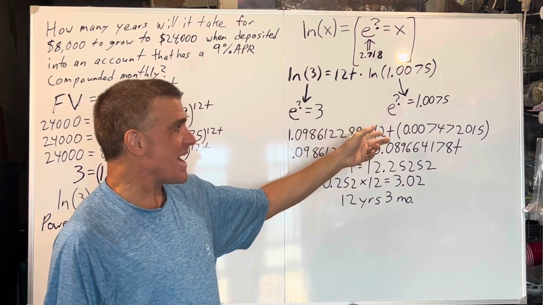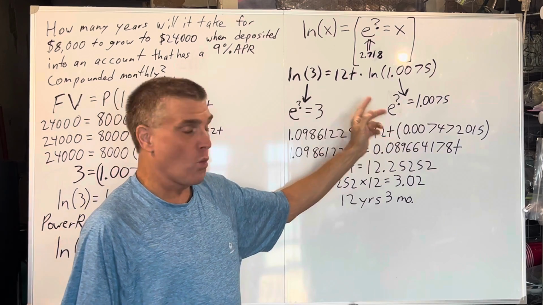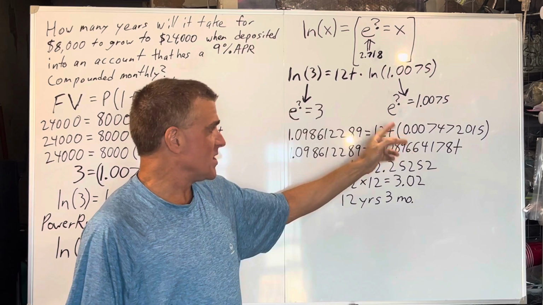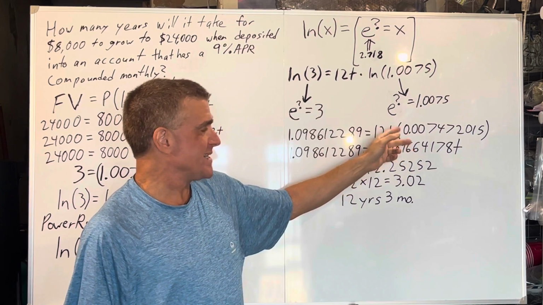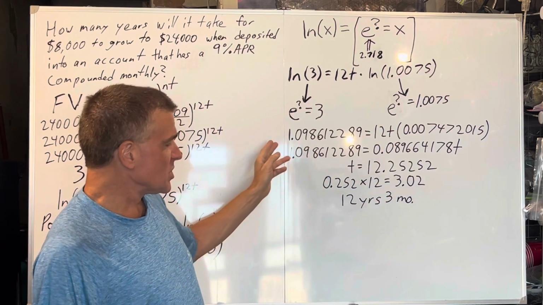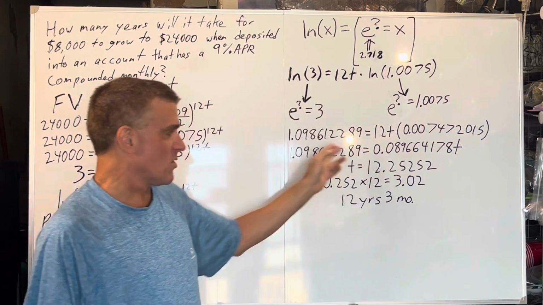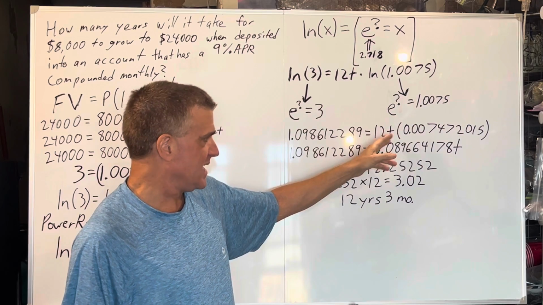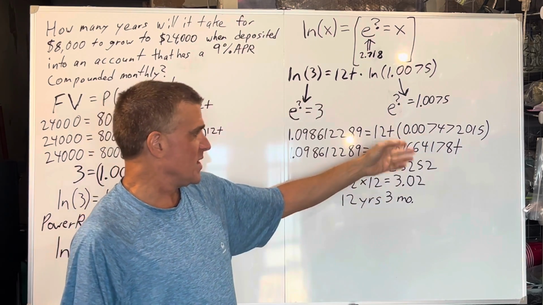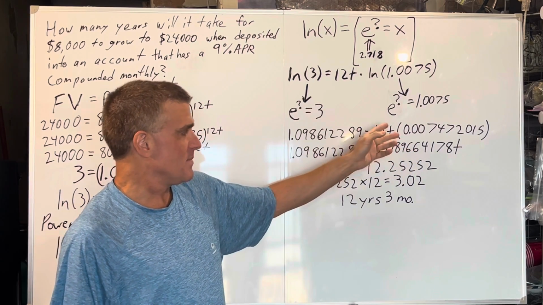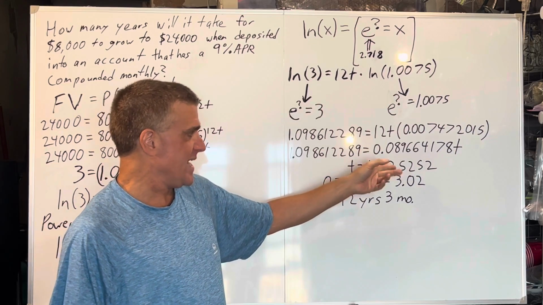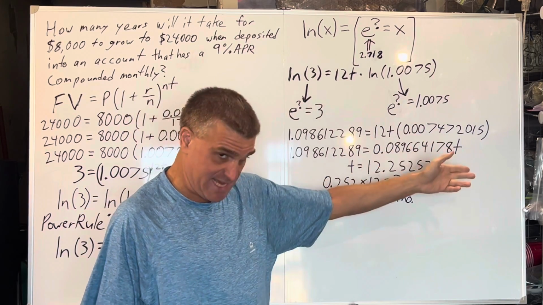On the other side of the equation, you have 12t times the natural log of 1.0075. So what does e have to be the power of in order to be 1.0075? Using a calculator, we determined that to be 0.0074 and some change. So now you can use straight algebra with this. Remember, this is 12t times 0.0074. So we could just multiply the 12 with the 0.0074 to get 0.089 and some change, times t.